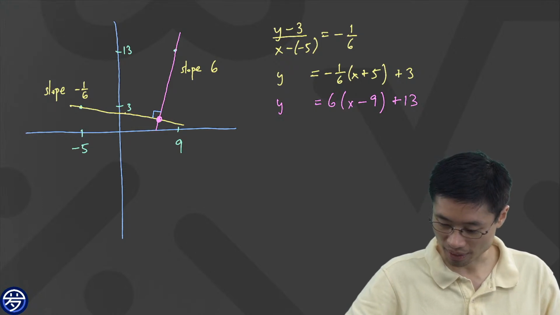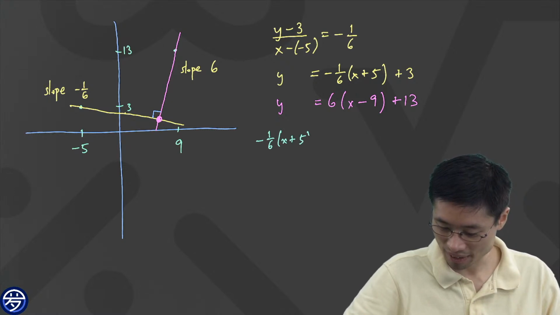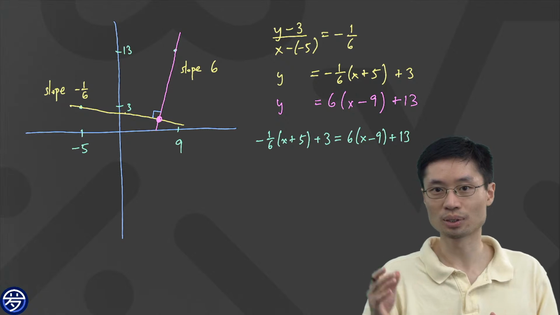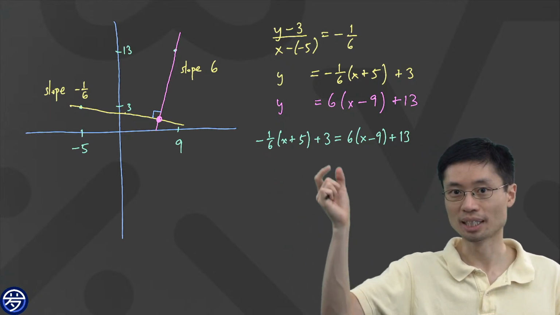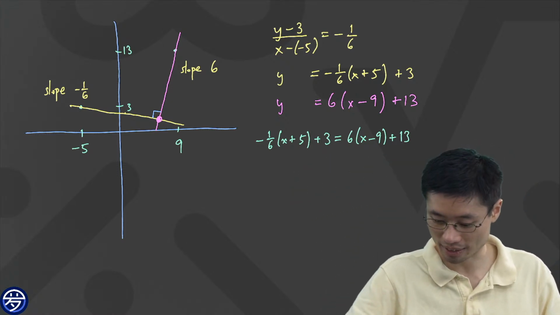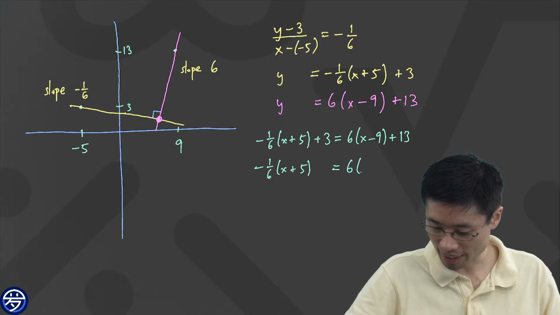All right, so if I want to figure out what the x is, they're equal to each other, so put it together. Yikes, disgusting. Okay, so I have minus 1/6 x plus 5 plus 3 is equal to 6 times x minus 9 plus 13. The first thing I'm going to do here is, I don't like that fraction, I'm going to times up a 6, but first I'm going to minus the 3 from both sides so that I can get rid of the plus 3 and just have a 10 instead. So I have minus 1/6 x plus 5 is equal to 6 times x minus 9 plus 10.